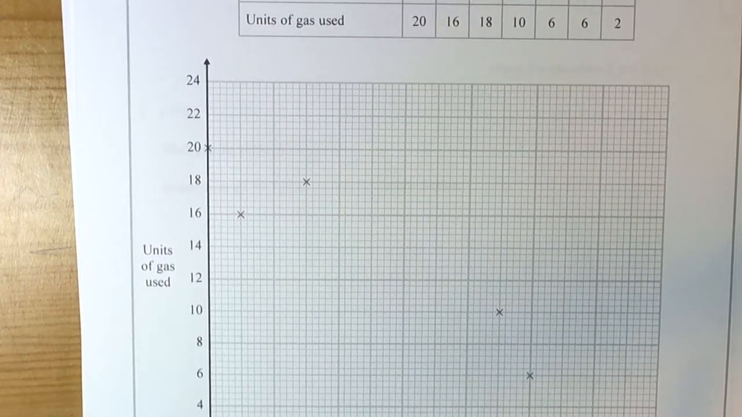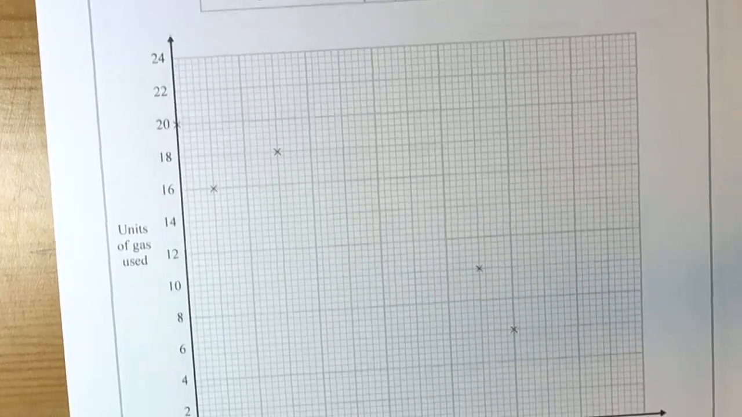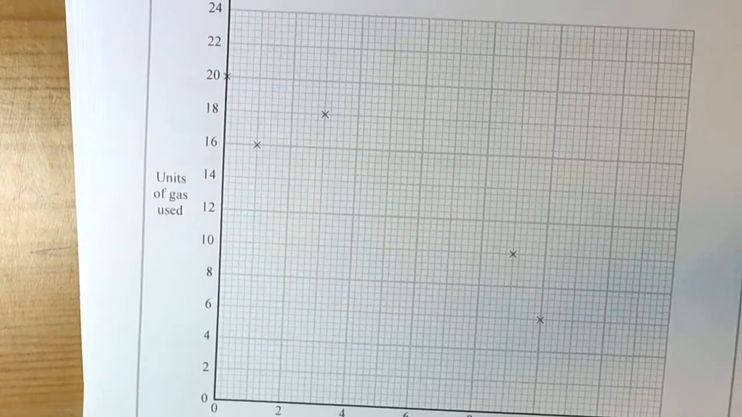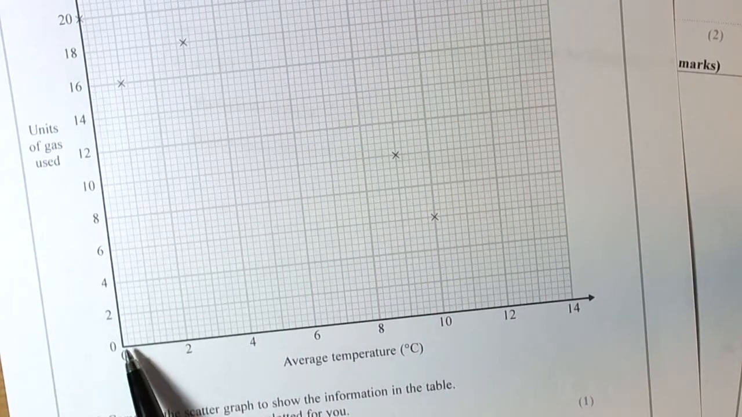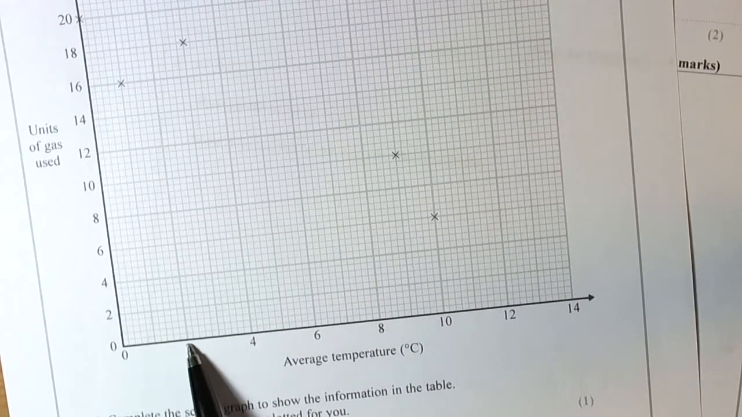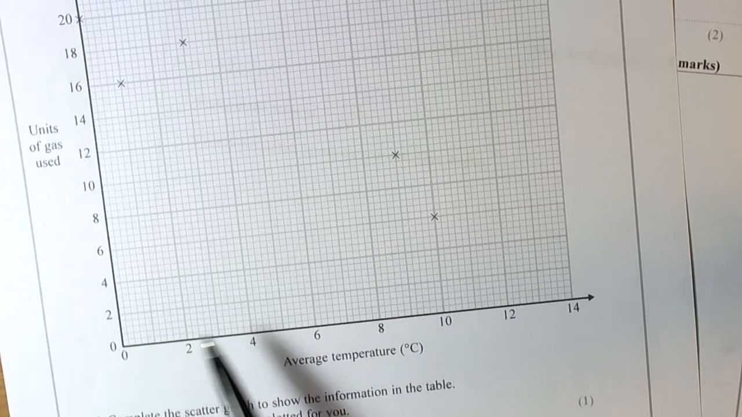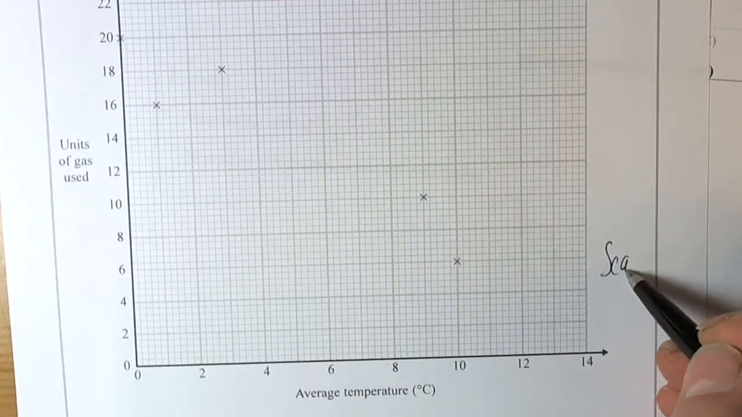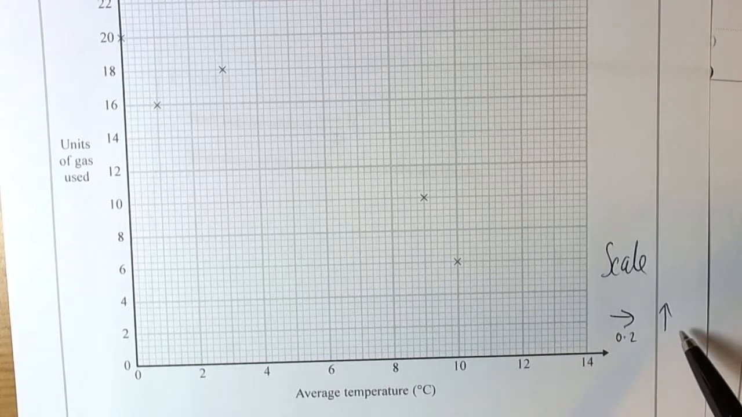So the thing with scatter graphs is that we've got to be careful with the scale of the graph. We can see that the scale of this graph is telling us that across here every square is worth 0.2, and going up here every square is worth 0.4. So we've got to be careful with scale. That direction is 0.2 and that direction is 0.4.